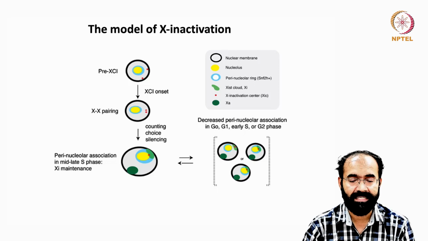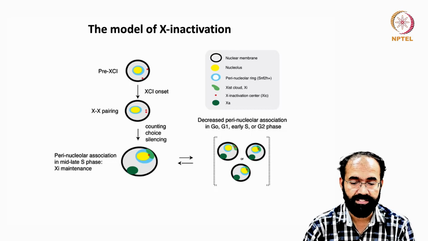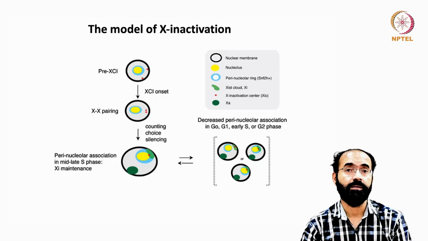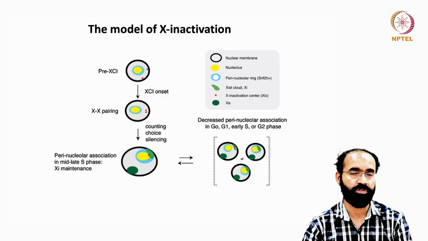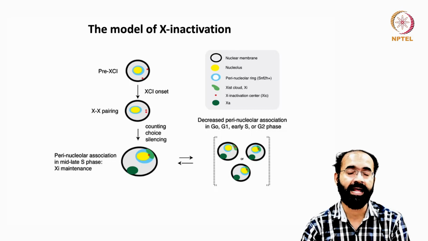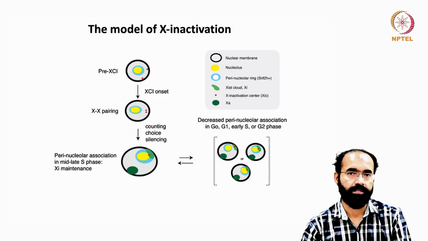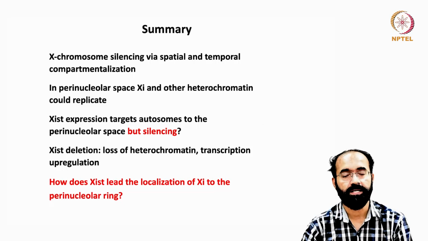So what happens later is decreased perinucleolar association in G0, G1 and early S phase or G2 phase can be seen. So eventually they will have decreased perinucleolar association, because this is required for the division process, for further replication, because even an inactive X chromosome has to be allowed to divide, because it has to unpack by late S phase. It has to be given a choice to divide.